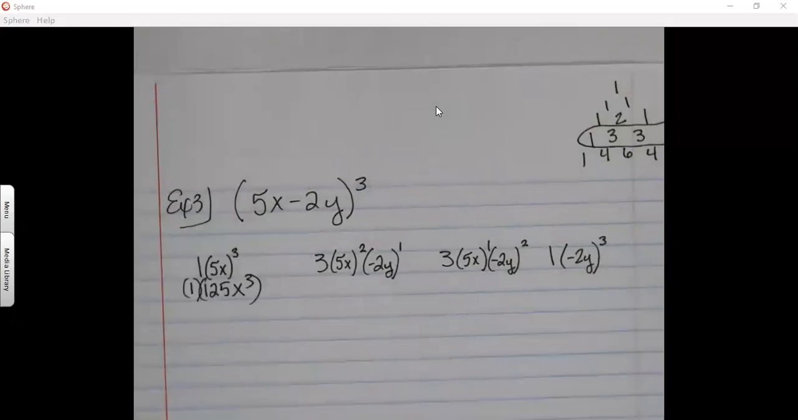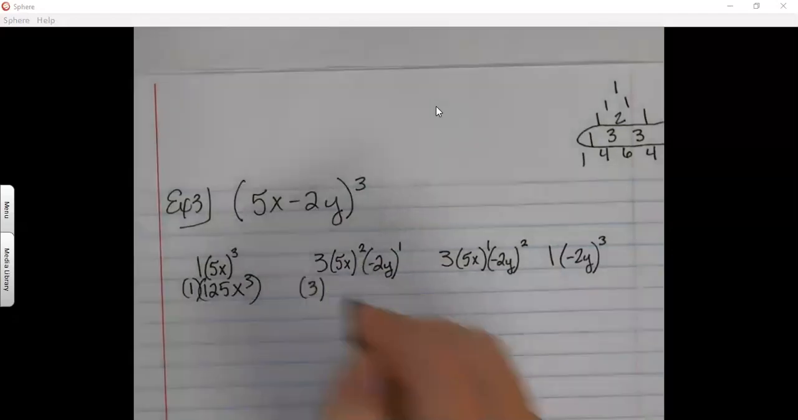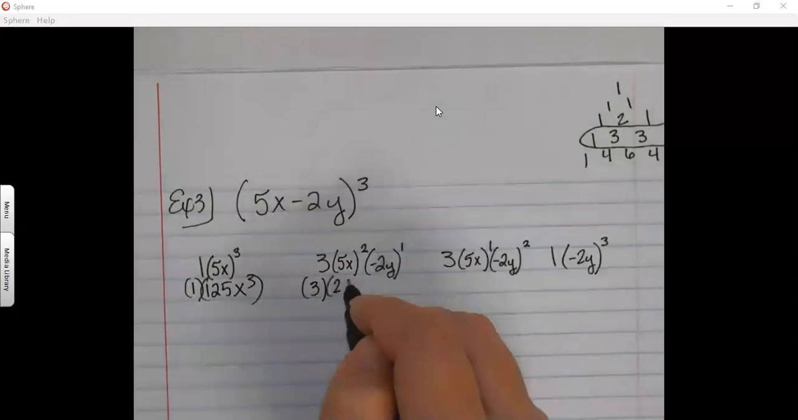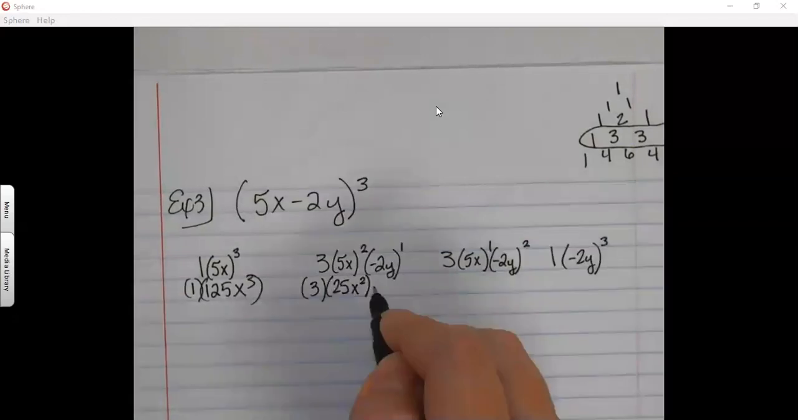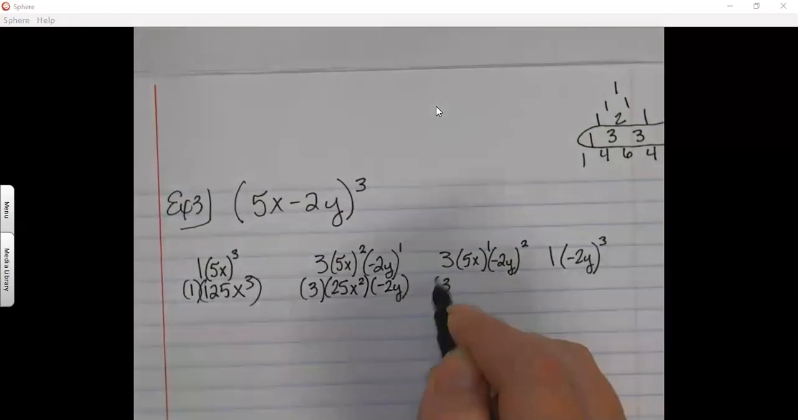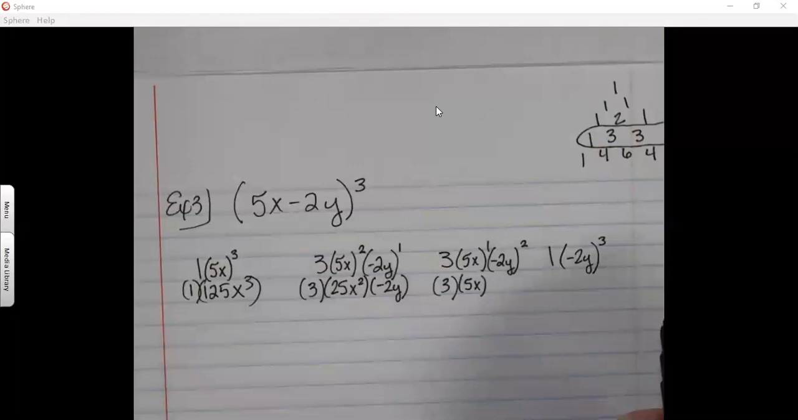In my next term, I got a lot going on. So we know we're going to be multiplying by 3, but not yet. Let's take care of 5x quantity squared. Doesn't that mean 5x times 5x? Which is what? 25x squared. And negative 2y raised to the first is just negative 2y. And I'll come back and take care of all of that next. My next term of 3, I'm just going to bring it down. 5x to the first is just 5x. What is negative 2y times negative 2y? 4y squared.